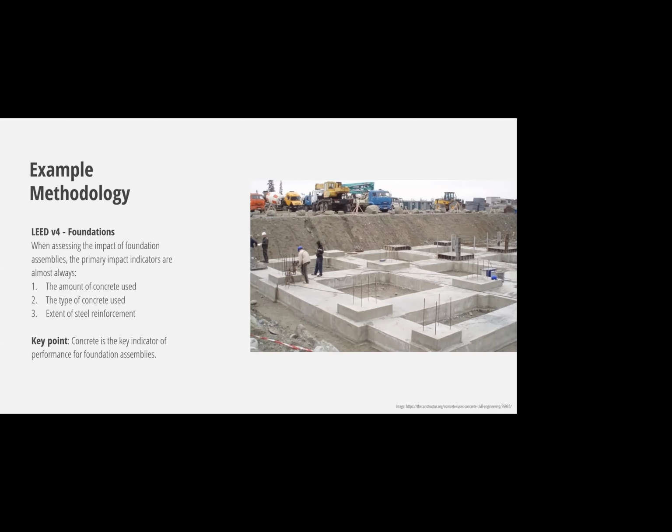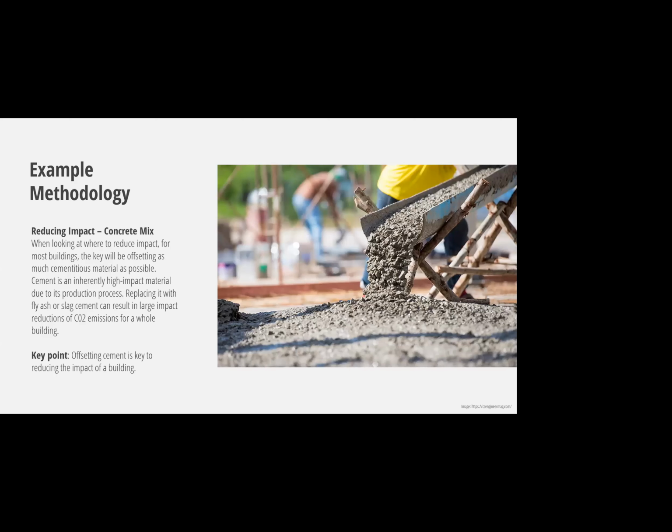Once we understand that information, we can start to look at how to minimize and reduce the impact of concrete. As it stands right now, the primary way that we can reduce the carbon emissions from concrete is by substituting out a certain amount of the Portland cement. Portland cement makes up the vast majority of all of the CO2 emissions just due to its production process. It's every step of the way a high impact material.